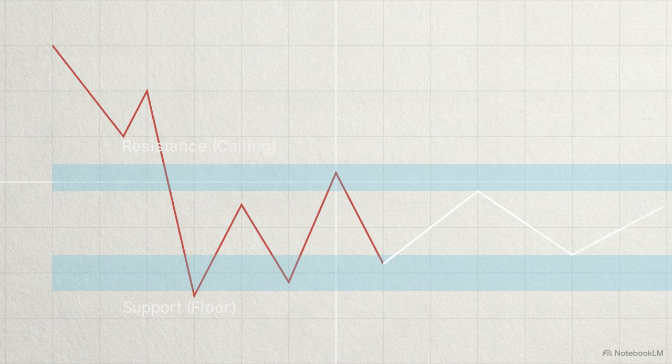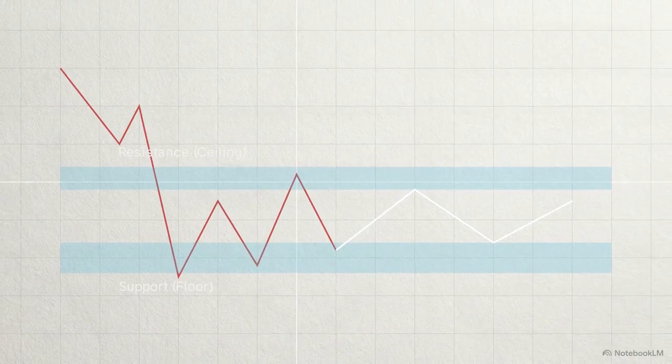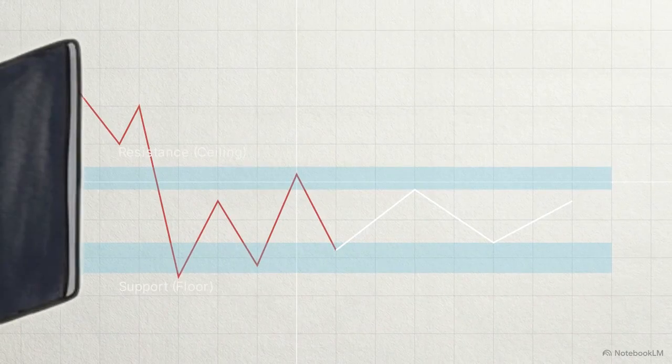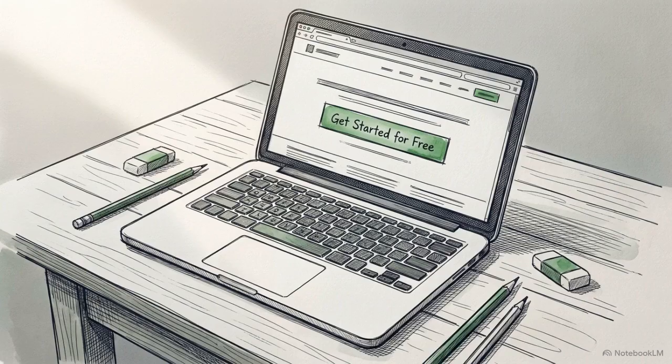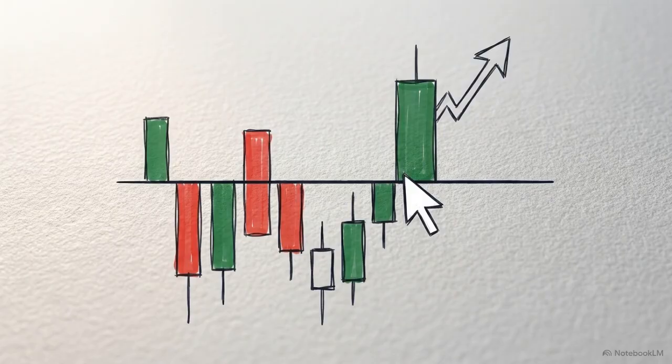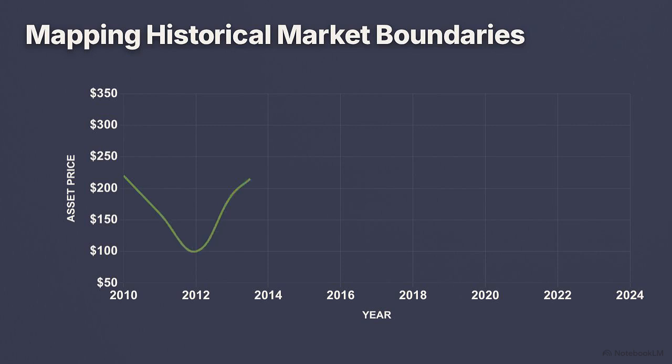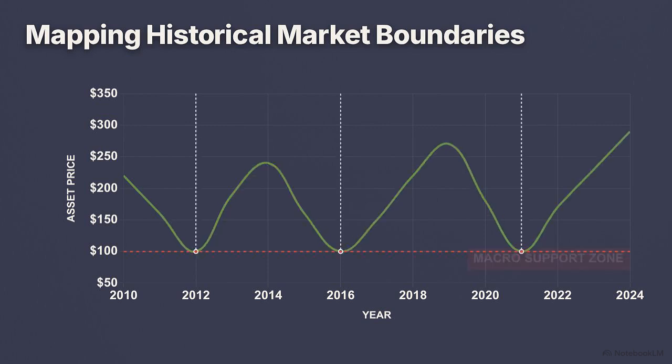The market moves between predictable floors and ceilings, known as support and resistance zones. We are going to set up your charting tools, draw accurate price zones, and use a simple trick to automatically check your work. The only thing you need to follow along is a free TradingView account. By mastering this specific skill, you eliminate the guesswork. You learn to read the historical boundaries of an asset, turning chart reading into a strategic and repeatable process.